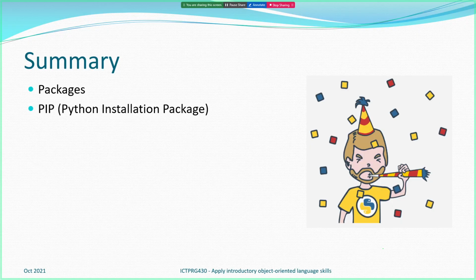Pip is Python's inbuilt application for installing packages, and this allows us to add those bundles into our programs, and it does a little bit of checking and enables us to customize our installation to our requirements and the functionality that we're after.